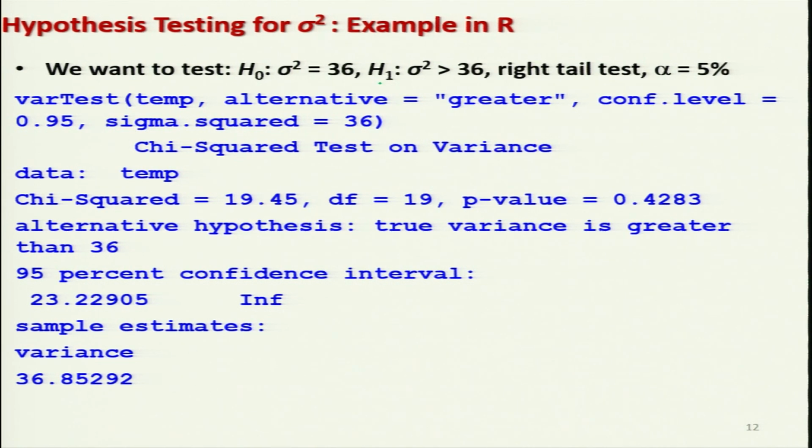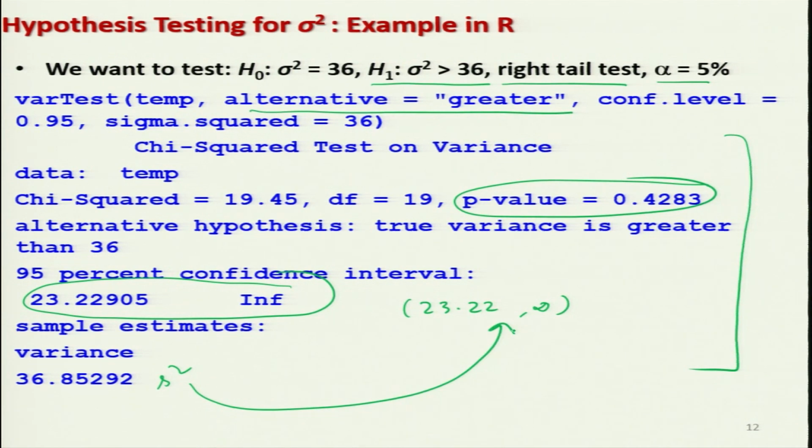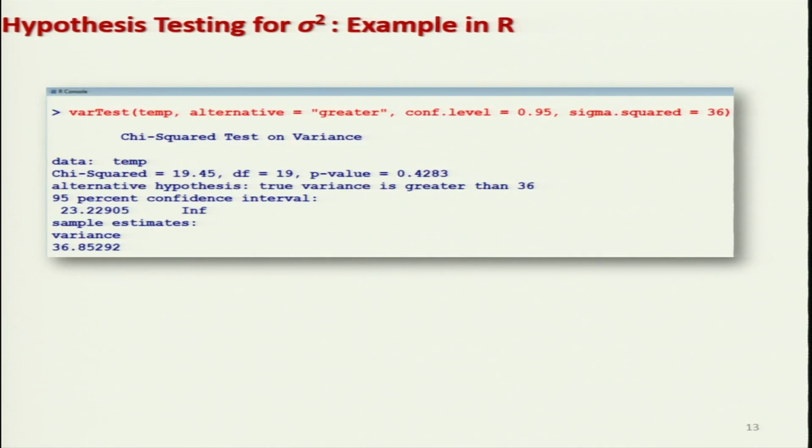But let me try to change my alternative hypothesis. It is now H1: sigma square greater than 36. So, this is a right tail test, alpha is the same. In this case all the commands remain the same, only the alternative is changed to greater, and then you will get a similar outcome. This is the p value, and the confidence interval here is 23.22 to infinity, because this is a one-sided confidence interval, and you can see the value of s square, 36.85, is also lying inside this confidence interval. This is the screenshot of the same operation on the R console.